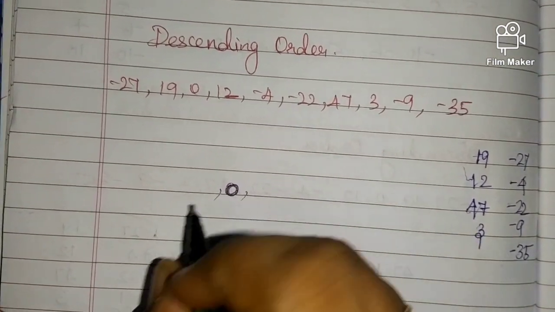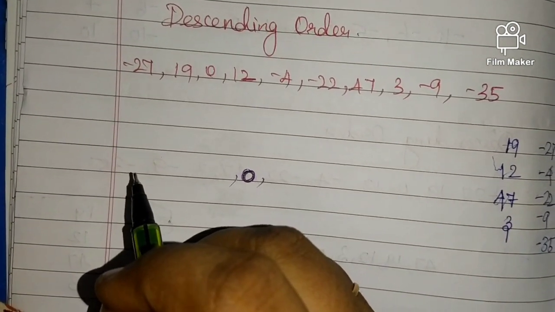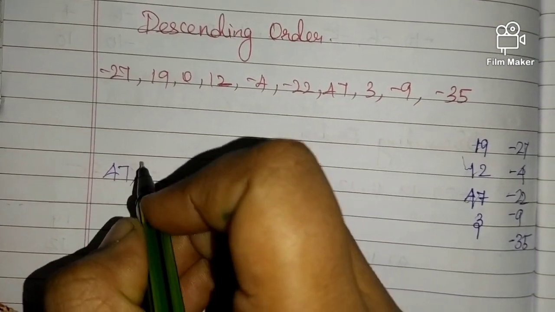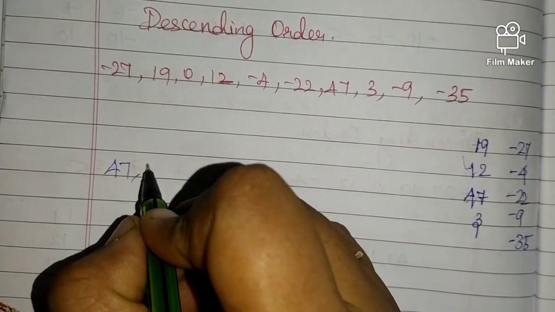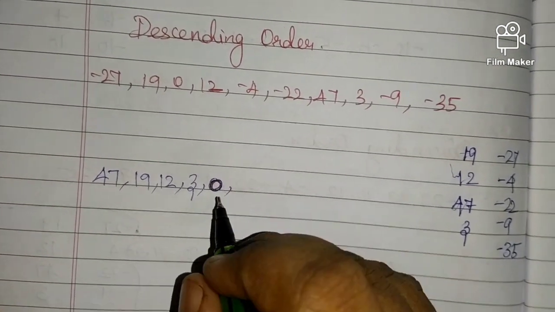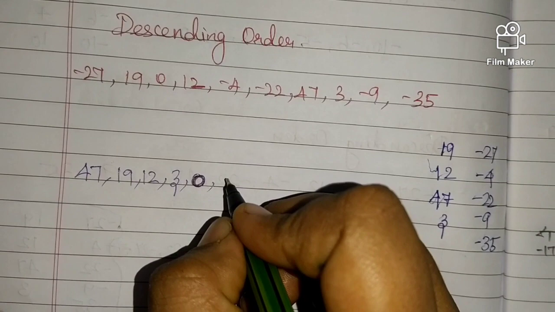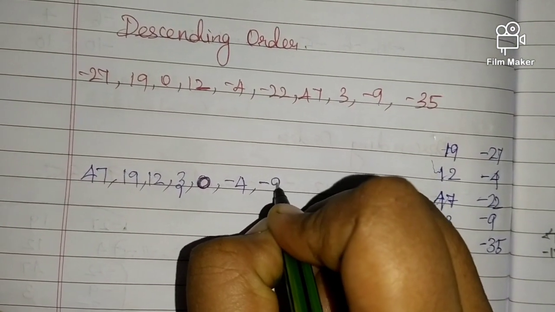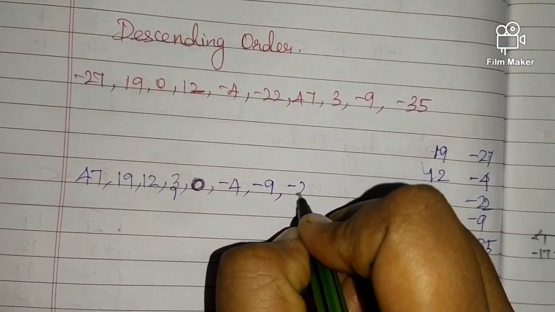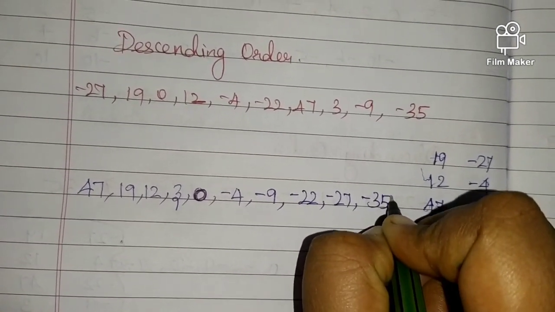So after this we all know that greater number to the smallest number is the descending order. Which is the greatest positive number here? 47 is the greatest positive number. After that 19, after that 12, after that 3 will come. Next to that, positive number over, negative number. Minus 4 is the greatest negative number, and then minus 9, and then minus 22, minus 27 and minus 35.